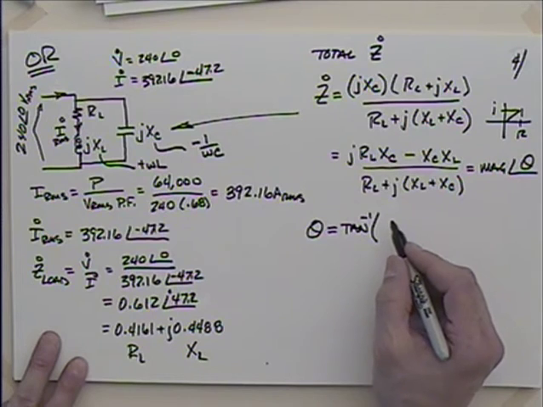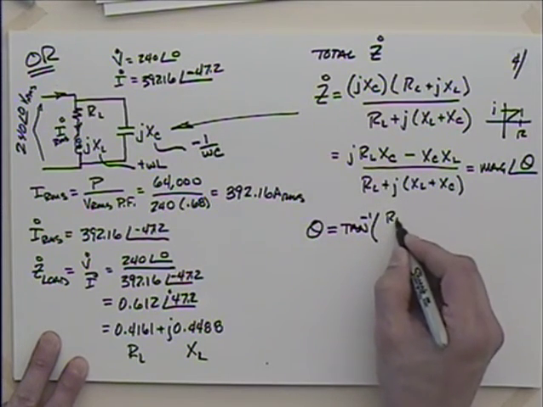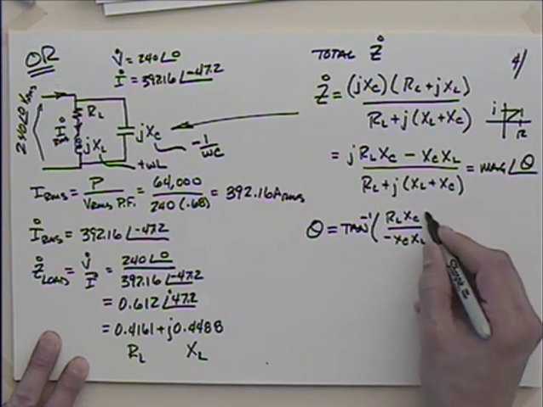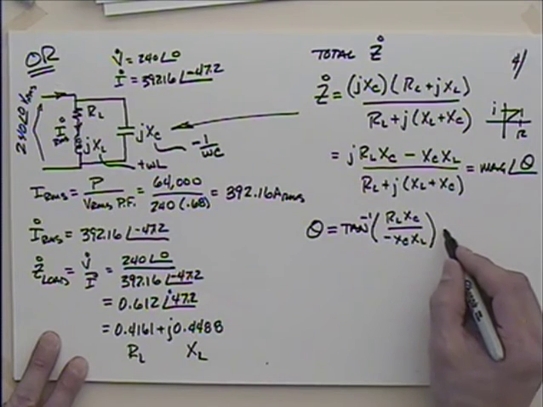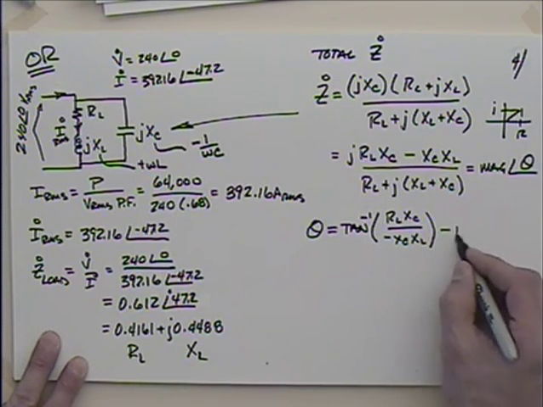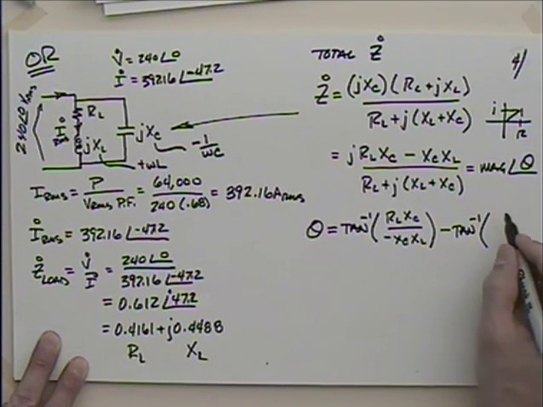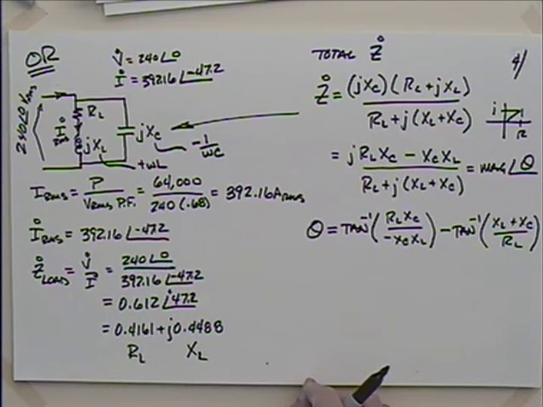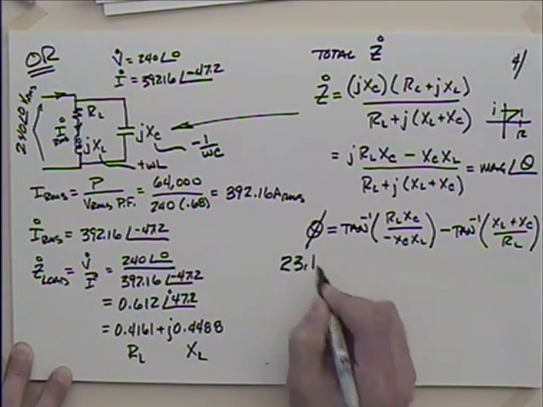So I'll put the imaginary portion, R sub L X sub C, divided by the real portion, minus X sub C X sub L. And then the denominator has an angle too, and I subtract those because when I divide, I subtract. So I'm going to say minus the arctangent of the imaginary portion, X sub L plus X sub C, divided by R sub L. And what does that have to equal? Yeah, we could set this equal to 23.1, couldn't we?